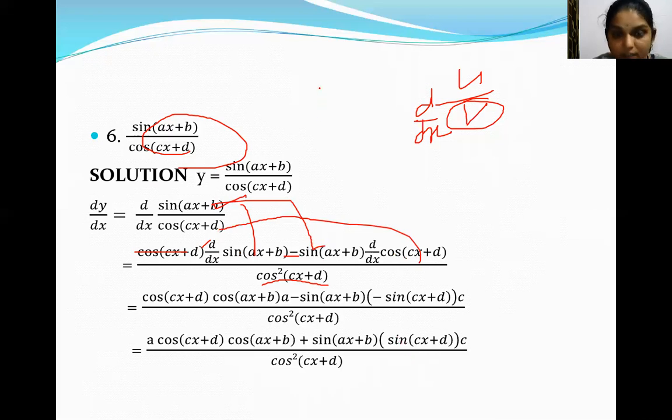Like this, I have explained composite functions. Try to solve the exercise problems. In the next class we shall solve some more examples on composite functions, and after that we shall start with inverse trigonometric functions, derivative of inverse trigonometric functions. Okay, thank you.